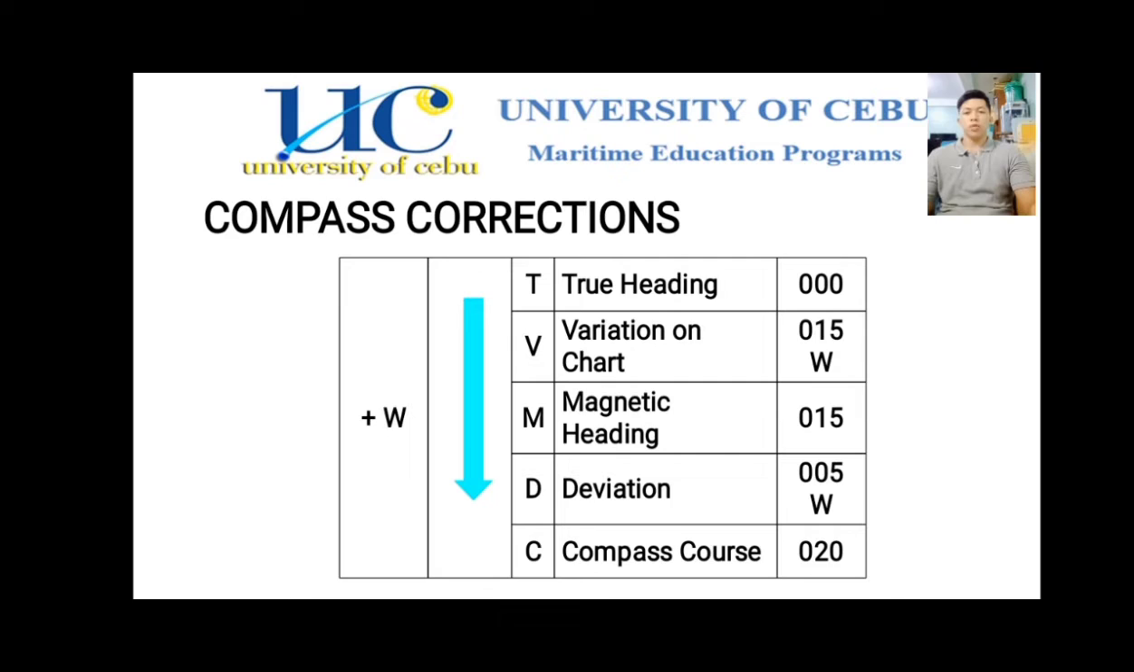And to get the true heading, since we have a variation of 15 degrees west, we have to subtract again. So 15 degrees minus 15 degrees equals 0 degrees true.